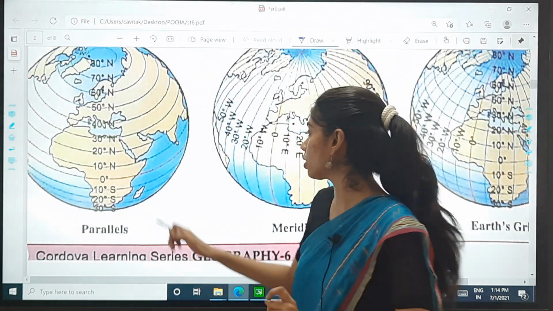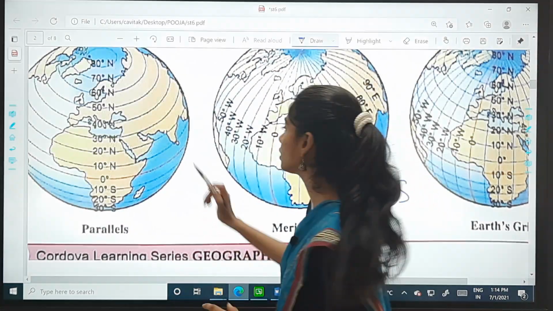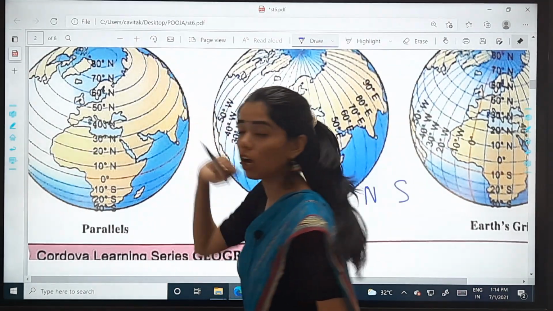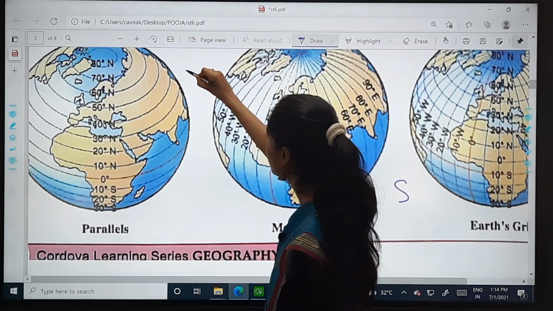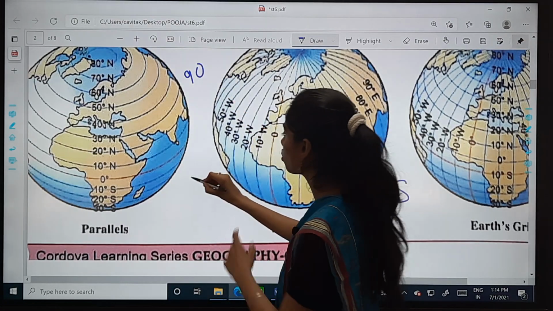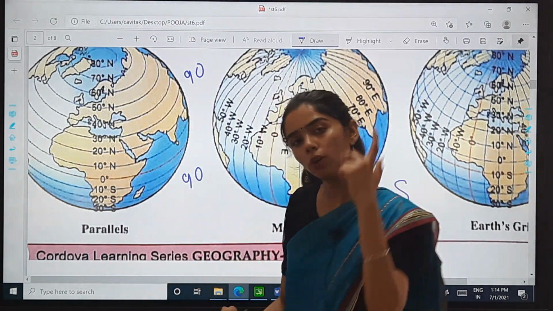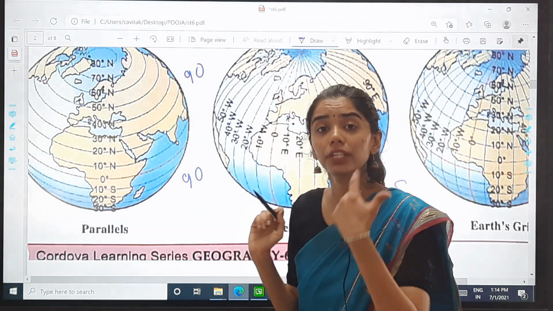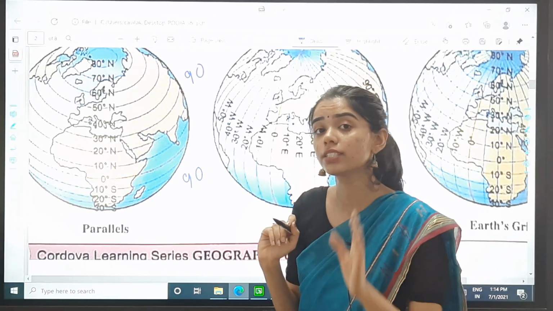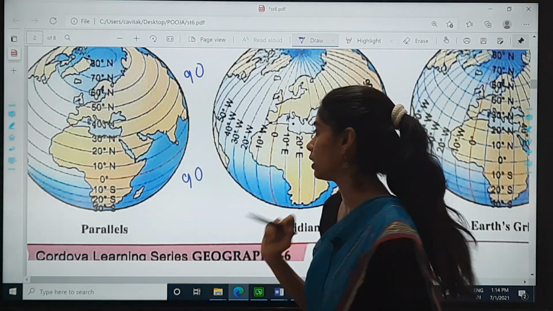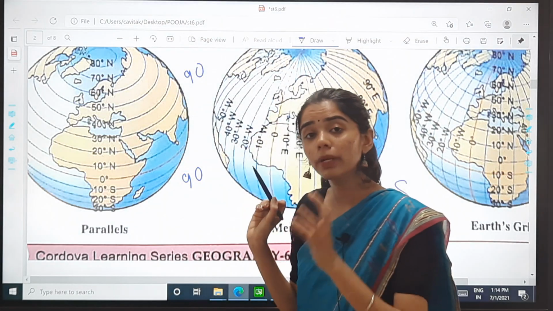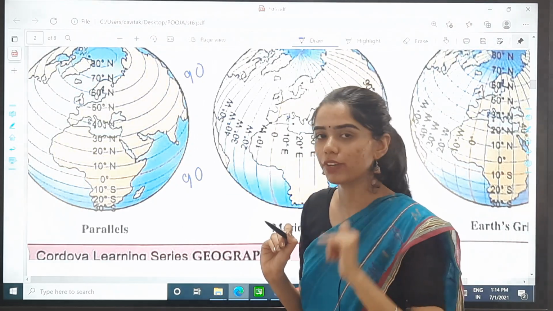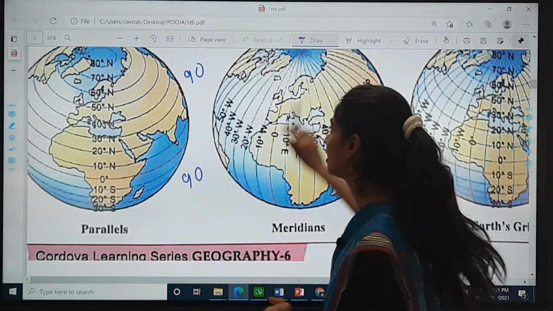Now in your textbook this figure is there and you can see that the north side is given up to 80 degree, but there is one more after that. In the north, how many? It has 90. South also 90. Both have 90. And because of these parallels we can locate any country or any city. If we want, we can identify countries and cities on the globe because of these parallels. Is it clear?